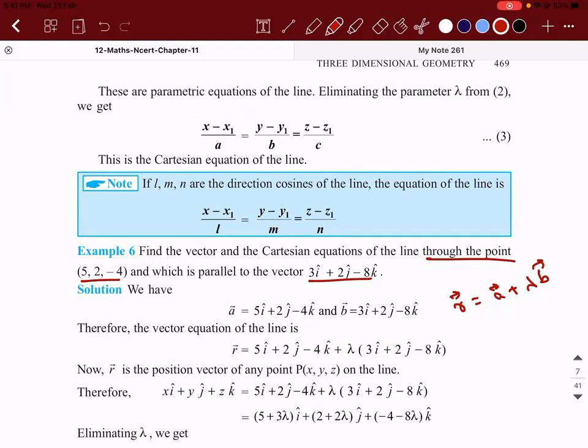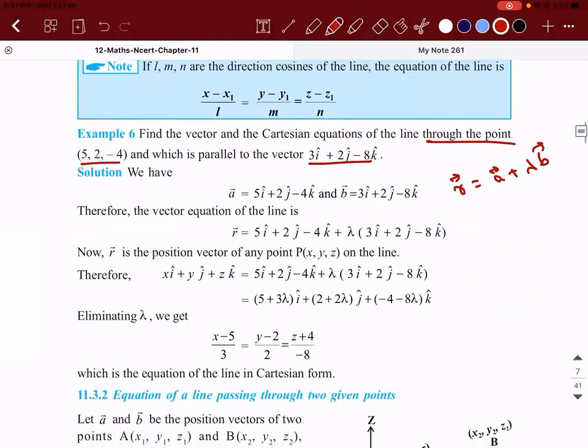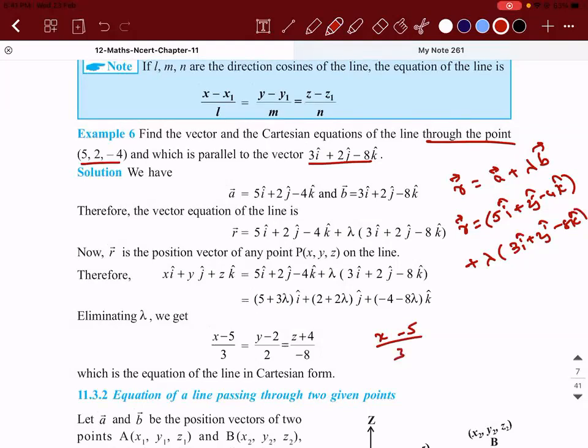Just write it and collect all the data. You will get the answer. So the vector form is R vector is equal to 5 i cap plus 2 j cap minus 4 k cap plus lambda times B vector, which is 3 i cap plus 2 j cap minus 8 k cap. Then what will be the Cartesian form? The Cartesian form will be (x minus 5) by 3 is equal to (y minus 2) by 2 is equal to (z plus 4) divided by minus 8.